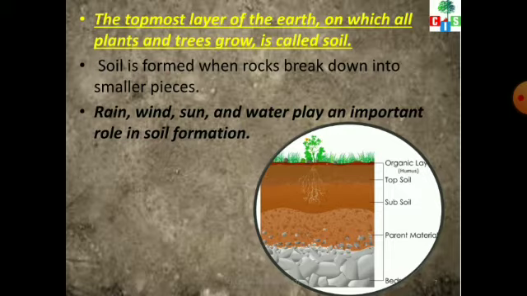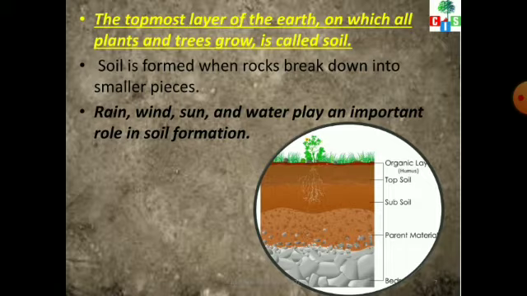When big rocks break down into smaller pieces, in this way the soil is formed. Simple. When the big rocks break down into small pieces, soil is formed. But how do these big rocks break down? How can they break? We cannot go and break such big rocks.